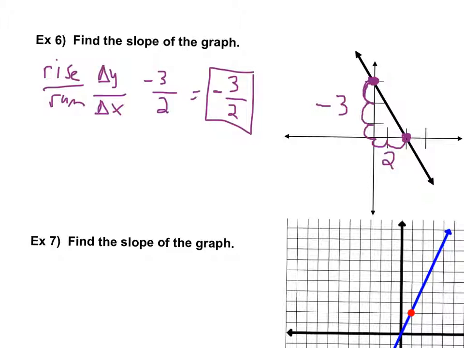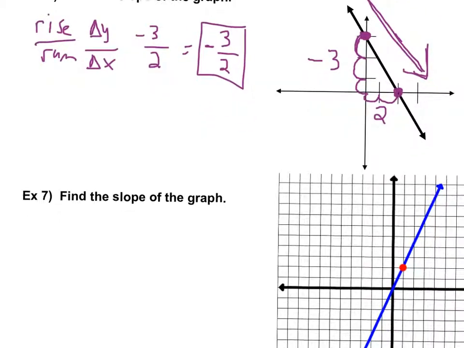And notice that the line is decreasing and going down from left to right. Anytime a line is decreasing, the slope is negative. Anytime the line is increasing, you'll have a slope of positive.